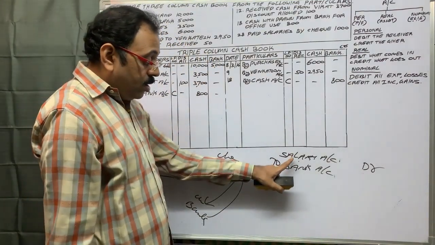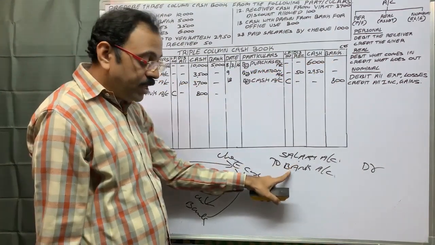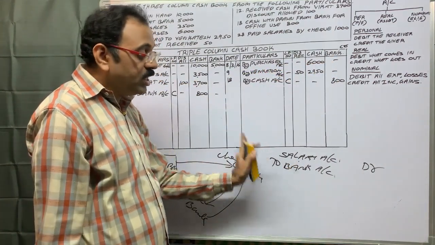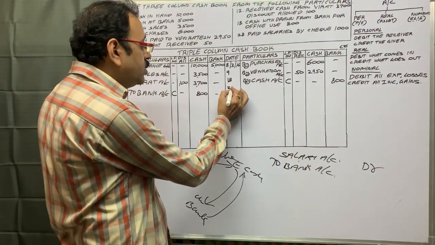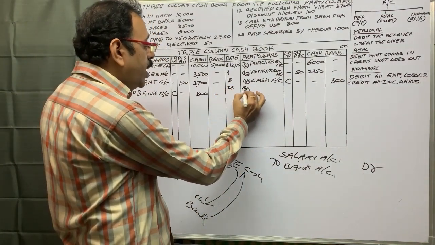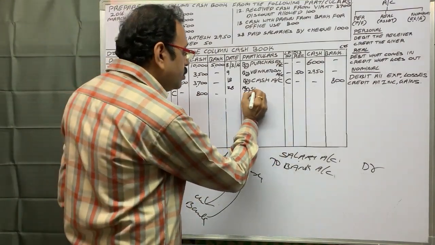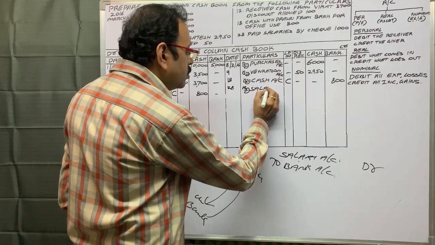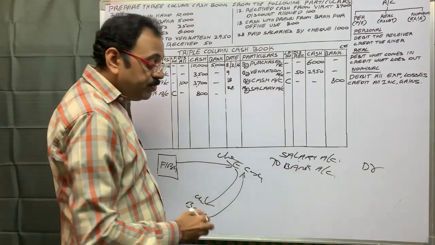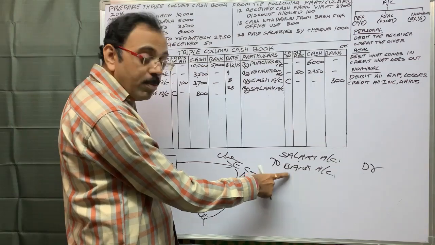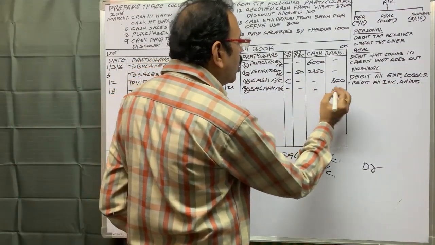Now, bank account we are preparing here and bank is in credit. So we have to post this entry in the credit side of this account. Credit side, by, what is the other account name? Salary. Amount in which column? Since we are recording in bank account, write down the amount in bank column.